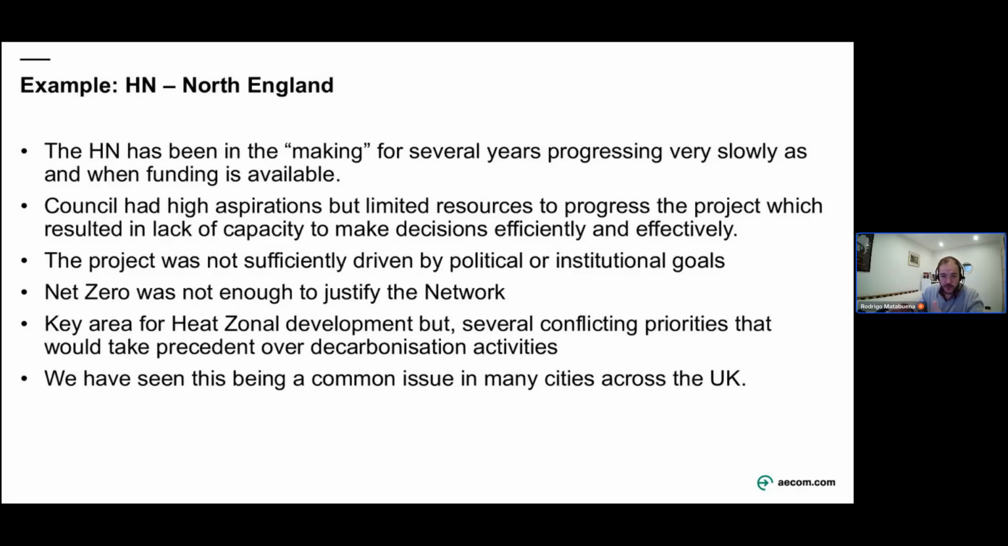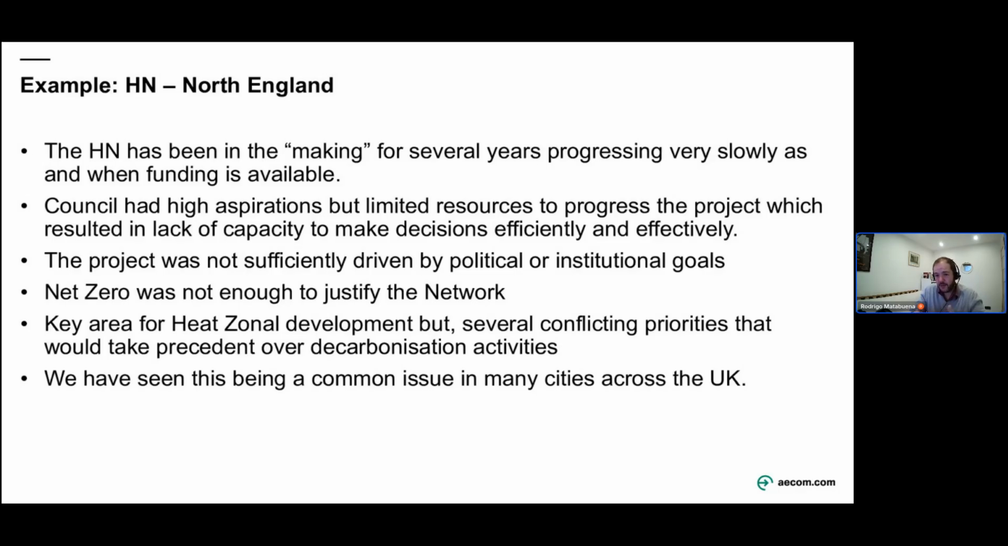The council had really good aspirations about how they wanted to see the network happening, but really limited resources, and very significant conflicting priorities in terms of decarbonization, especially in a smaller city or local authority. It becomes really difficult for them to prioritize certain activities when they have very limited resources. What we've seen is that net zero in many cases is not enough to justify.